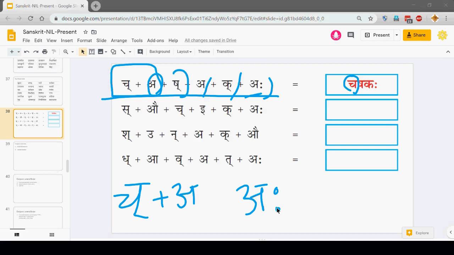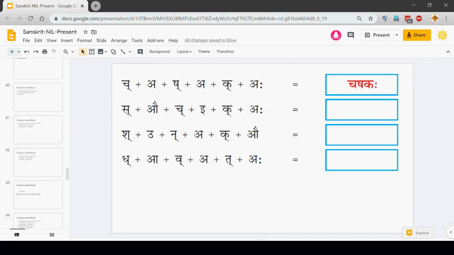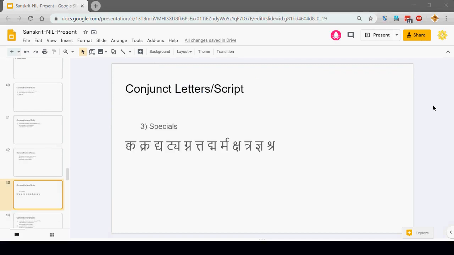So each word can be totally split like this into what it contains. It contains individual consonants and vowels too. And also we looked at some special Devanagari conjunct combinations like this.